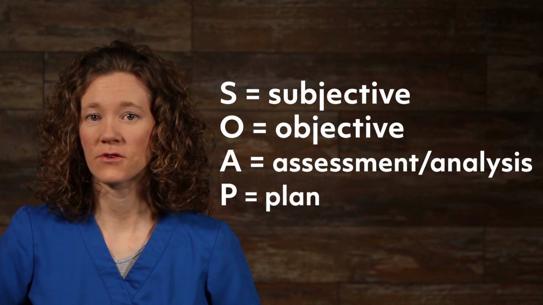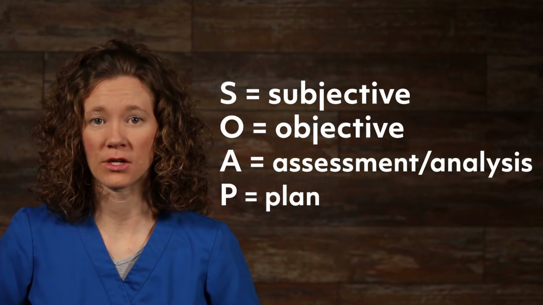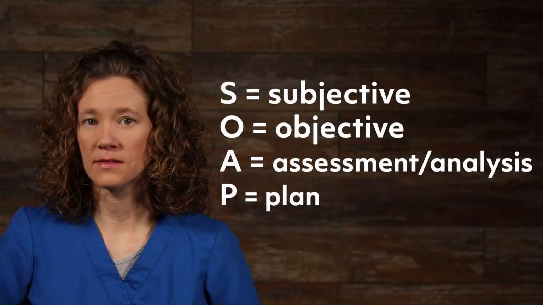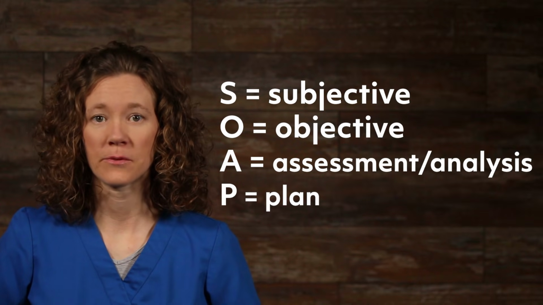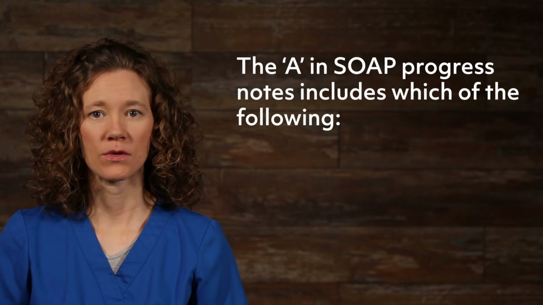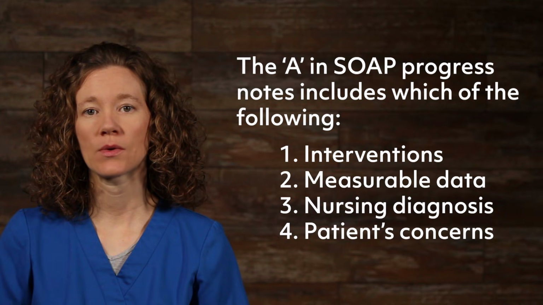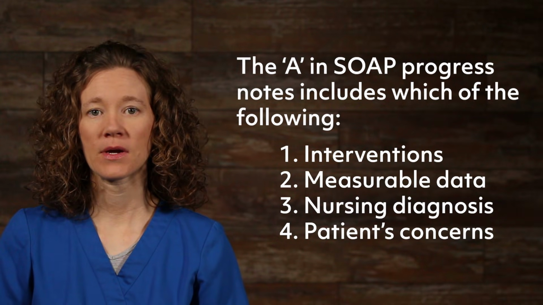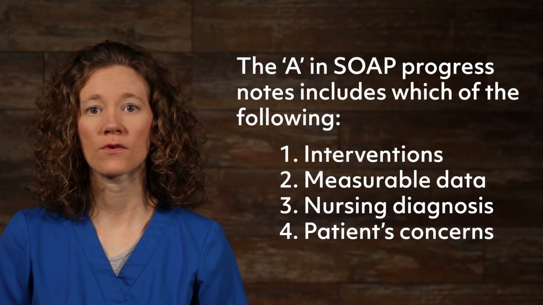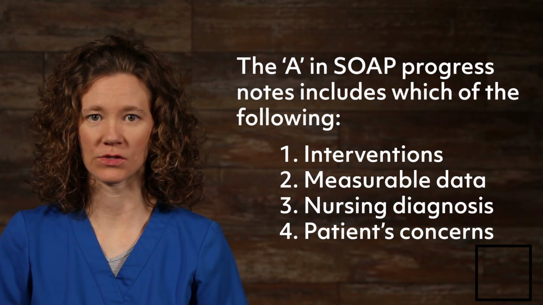Remember, S for subjective, O for objective, A for analysis and assessment, P for plan. Here's a question to get you thinking. The A in SOAP progress notes includes which of the following? 1. Interventions. 2. Measurable data. 3. Nursing diagnosis, or 4. Patient complaints and concerns.